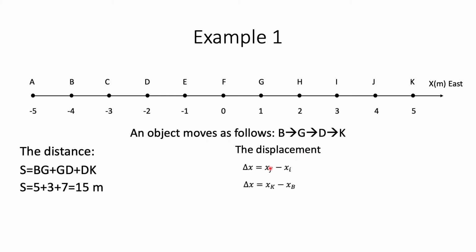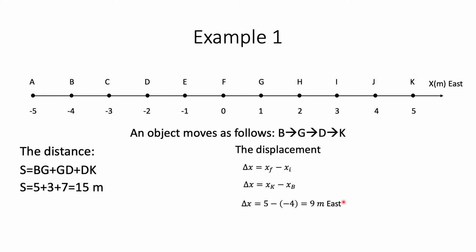So x final is x at point K, and x initial is x at point B. K is at 5 meters, and B is at -4. So I will replace xK by 5 and xB by -4. So 5, we have minus in the formula, xB is -4, so it becomes 5 plus 4, which is 9 meters east. Since the answer was positive, then it is going in the positive direction, which is east.